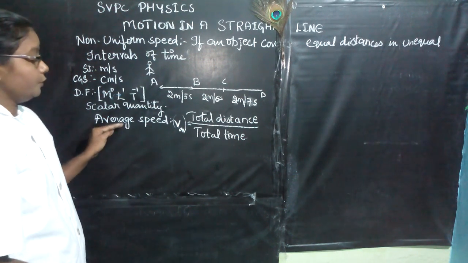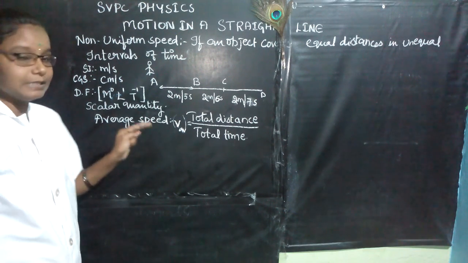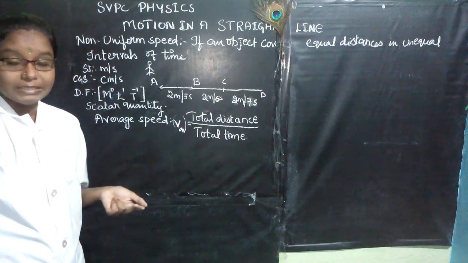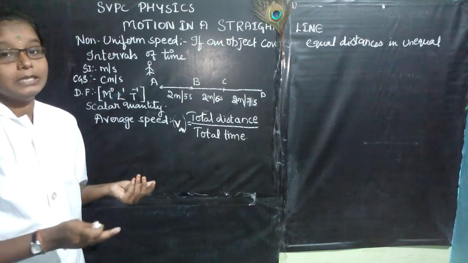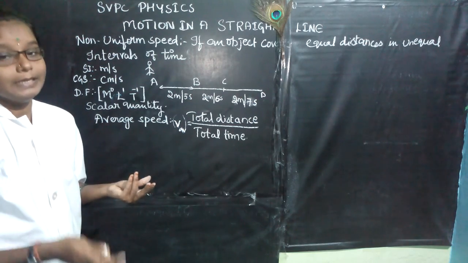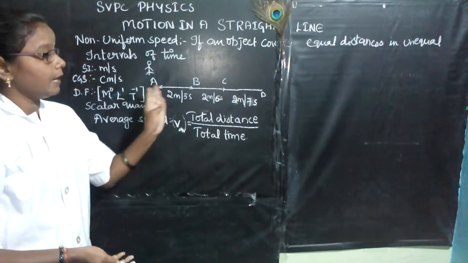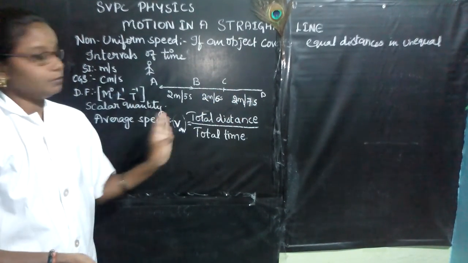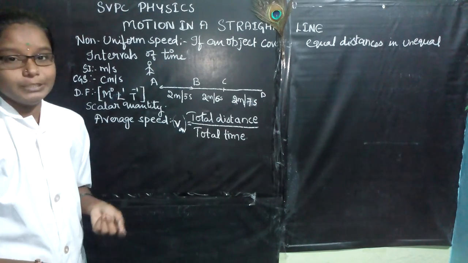See, if you take the marks in your annual examination, suppose 6 subjects are there. If I ask you what's your percentage, what will you do? You will add all the 6 subjects and divide by the number 6 and say it's my percentage. Like that, total distance AB plus BC plus CD by total time taken to cover from A to D. If you do that, you'll get average speed.